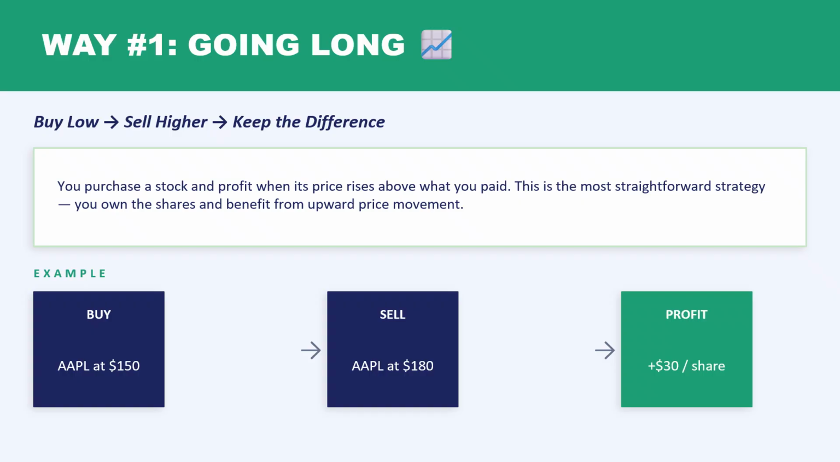All right, so going long, like we said, you purchase a stock, and the profit is when it goes above the price you paid. It's quite straightforward. You buy Apple at 150, you sell at 180, you made your profit of $30 a share.